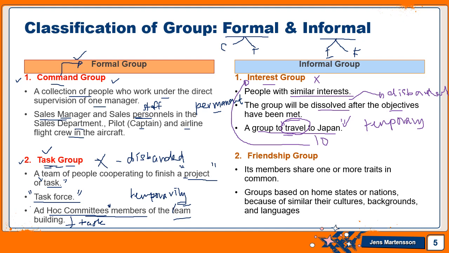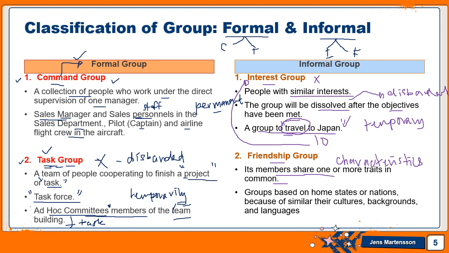Okay, the next type of informal group is a friendship group, by the word friendship. A group that is created because the members share one or more traits in common. Group members have similar characteristics. So this group is created because the group members have the same characteristics. The members have more or less similar traits, the same behavior, the same attitude.